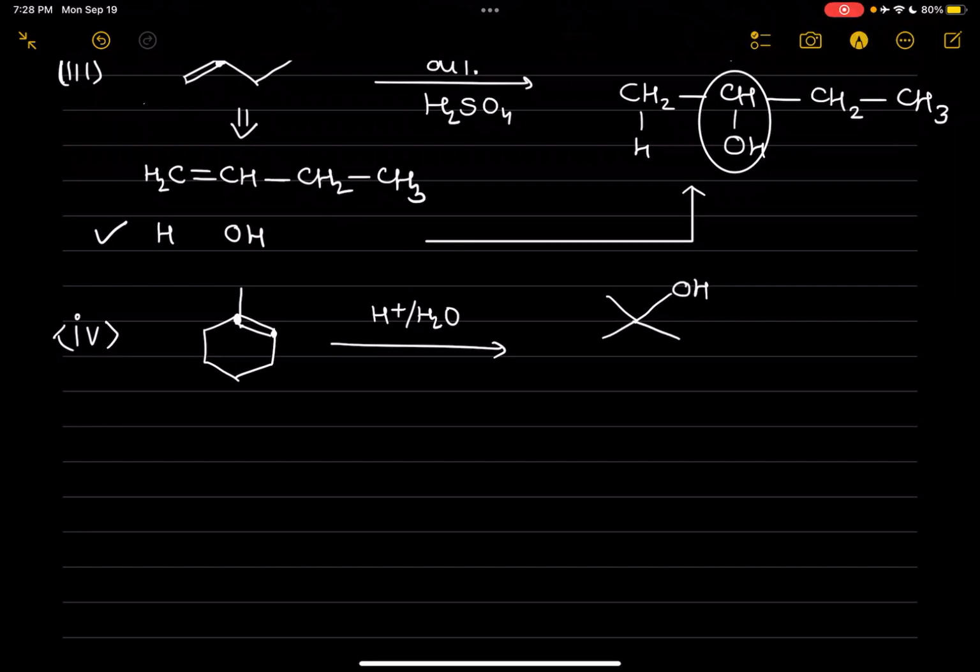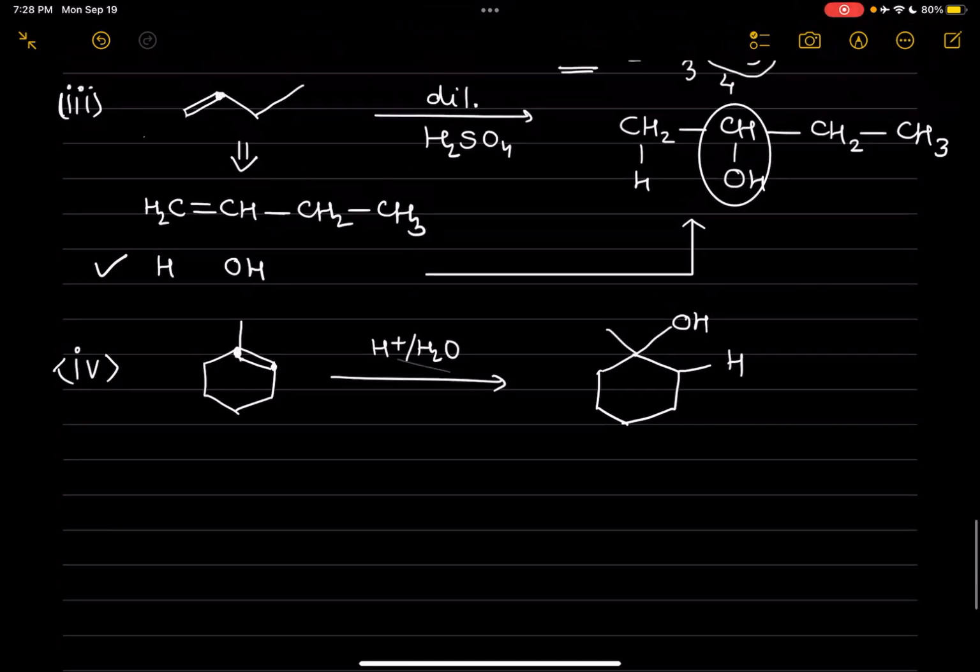That you can remember. No need to show H, because that gets mixed up with the original H, and we don't write the H in bond line representation. But for clarity, we can write it like this. And this is the S, this is the OH. Okay, and that's how they are connected. So this is the alcohol which we are going to get.